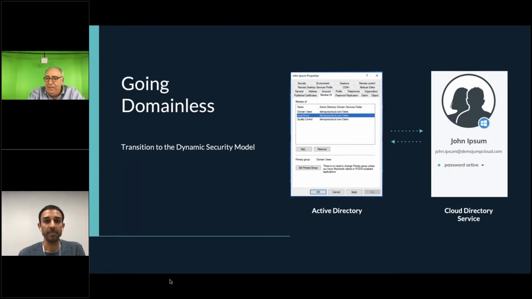Before we wrap up this slide, is there anything else we want to talk about in terms of migrating to a cloud directory service? I think we covered a lot of the key pieces here.